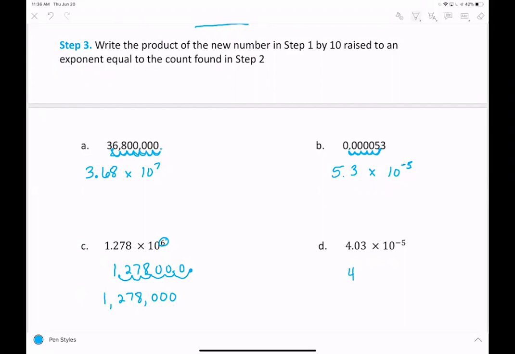Here, I'm going to start out with 4.03. The negative exponent makes this a number less than 1. To get a number less than 1, we're going to move to the left. 1, 2, 3, 4, 5. We enter in our zeros. So this is the original number, 0.00403. That's tenths, hundredths, thousandths, ten thousandths, hundred thousandths. So that's 403 hundred thousandths, the original number.